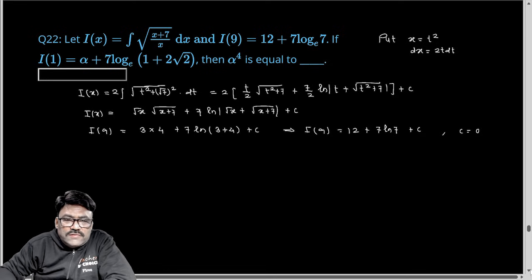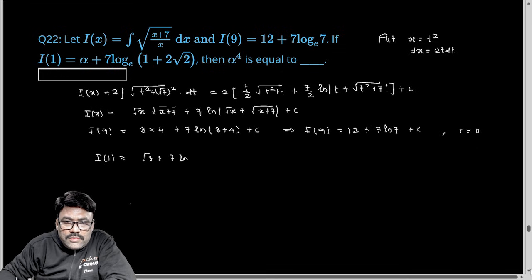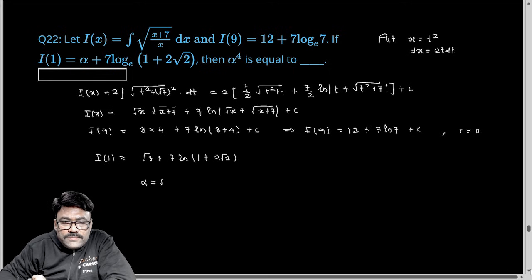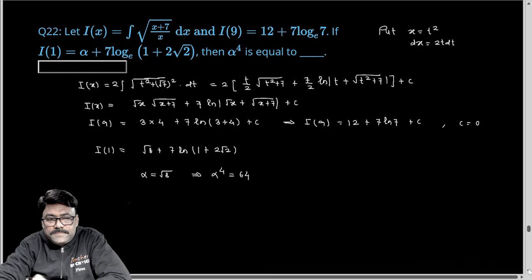Now what they are asking is I1. So I1 is root 1, which is 1, root 8, plus 7 log root 1, which is 1, plus root 8 to root 2. So you can see that in place of alpha you are getting root 8. Alpha is root 8. So hence alpha raised to 4 is 64. So 64 should be the correct answer.